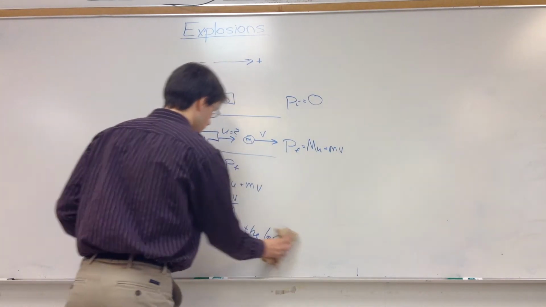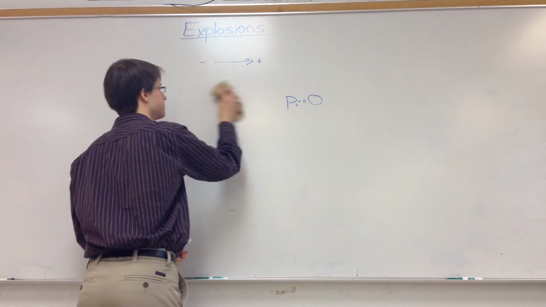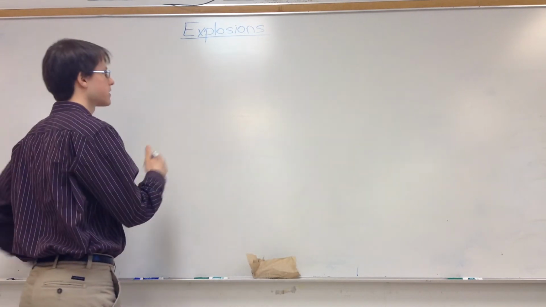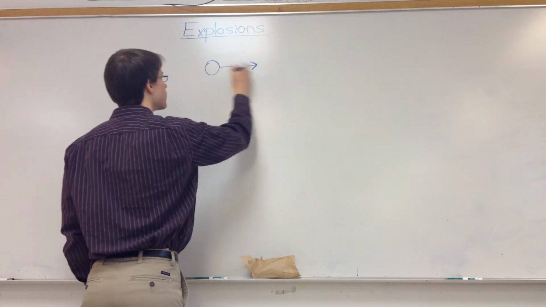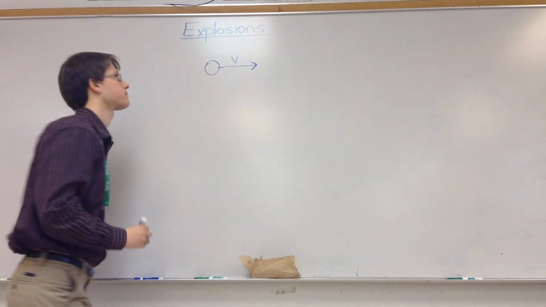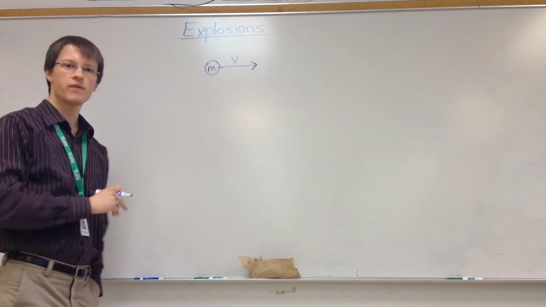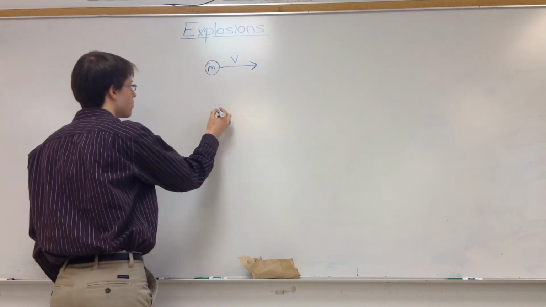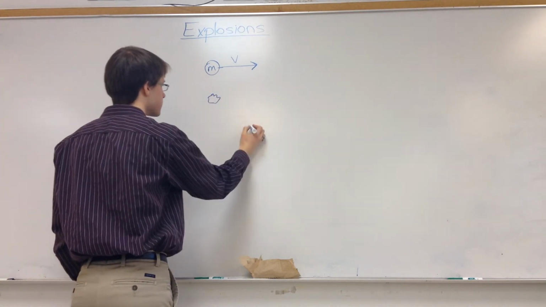So let me give you an example. Let's say I have some kind of explosive moving to the right with an initial velocity of v. And let's say it has a mass of m. And then all of a sudden it explodes. I don't know why, it just does. So after it explodes, let's say it blows up into 4 pieces.